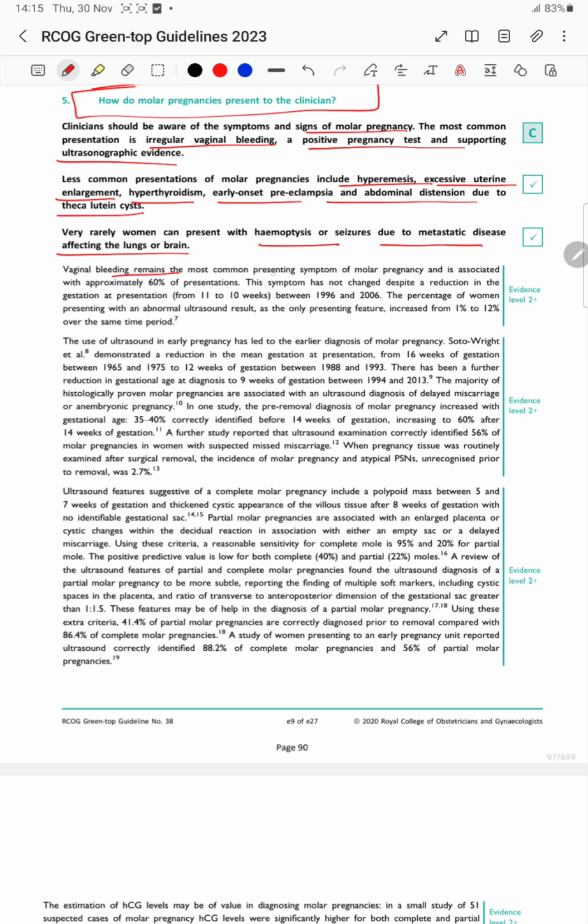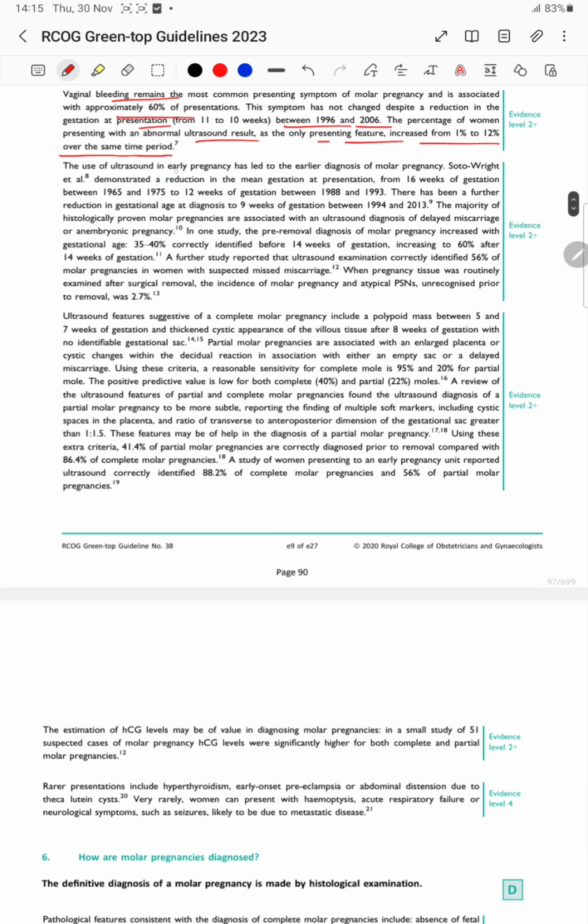Vaginal bleeding remains the most common presenting symptom of molar pregnancy and is associated with approximately 60% of presentations. This has not changed despite a reduction in the gestation at presentation from 11 to 10 weeks between 1996 and 2006, and the percentage of women presenting with an abnormal ultrasonography test as the only presenting feature increased from 1% to 12% over the same time period.